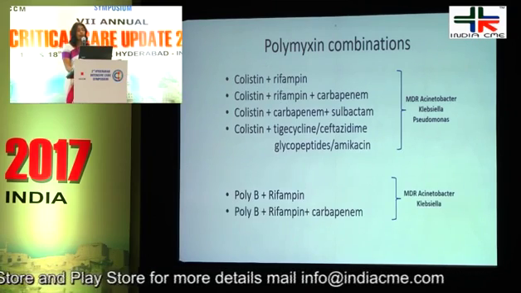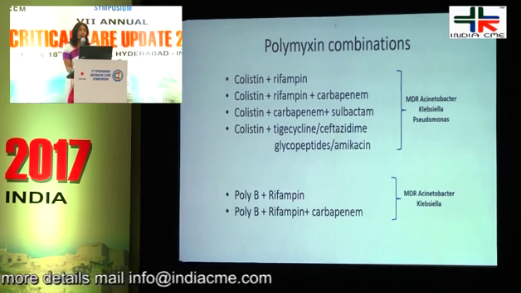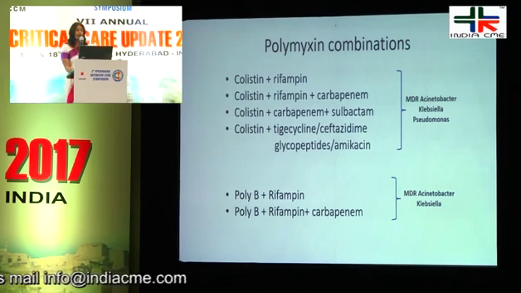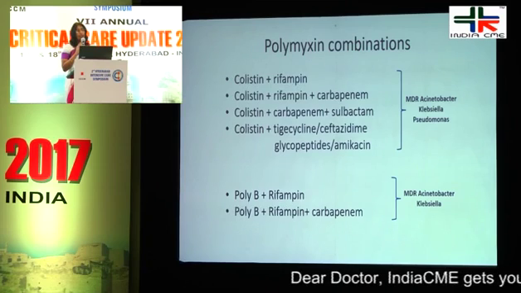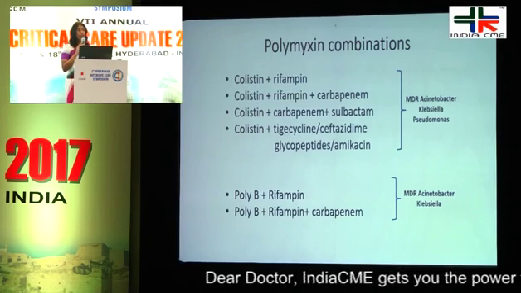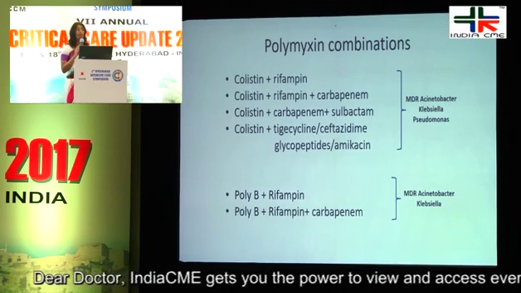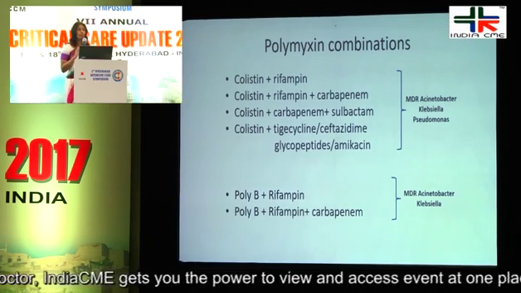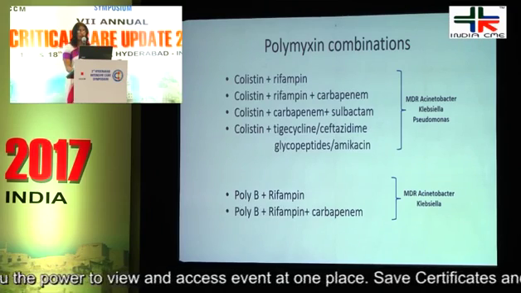Polymyxin B can be combined either with rifampicin or with rifampicin and a carbapenem. There is synergy for both these combinations, but the synergy for polymyxin B and rifampicin is only 50%, whereas it jumps up to as much as 80% when we combine these two with the carbapenem. What is more interesting is that this polymyxin B combination with either rifampicin or a carbapenem is very active against Acinetobacter and Klebsiella, but not as much against Pseudomonas, unlike with colistin and the other combinations. So this is very important.